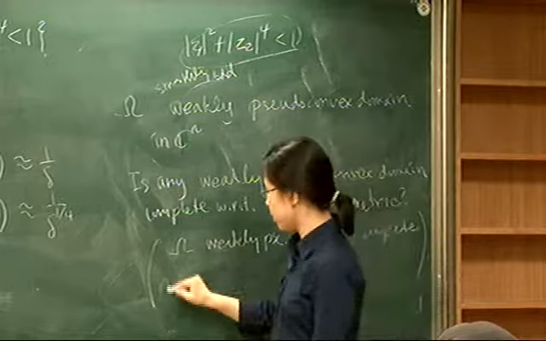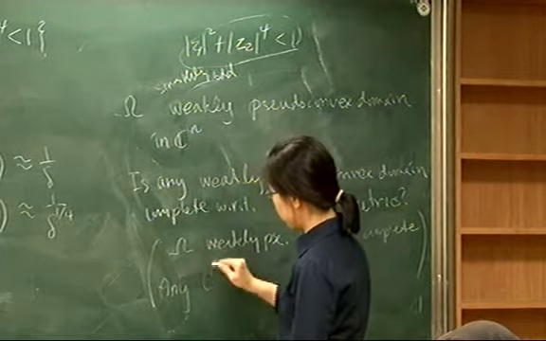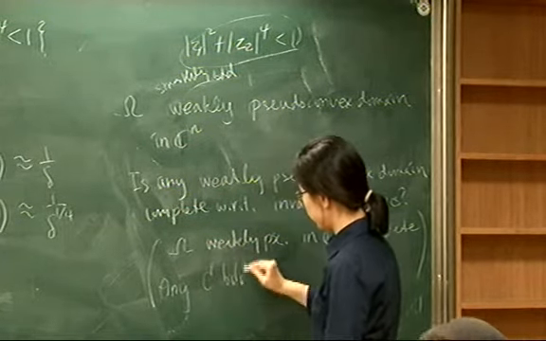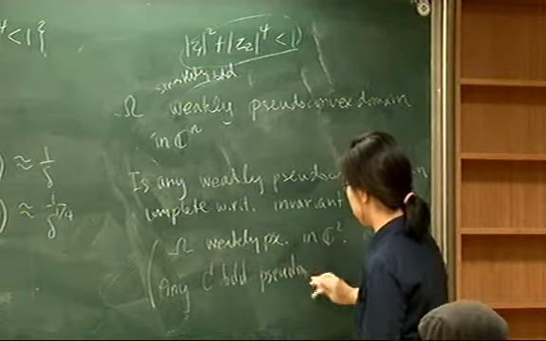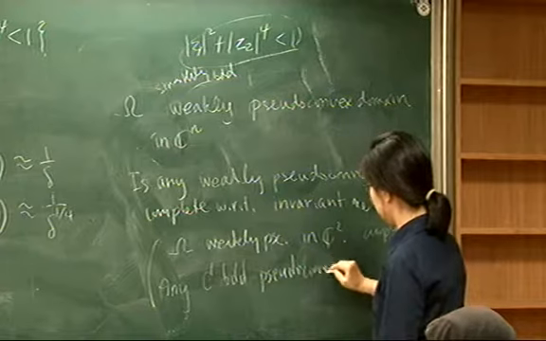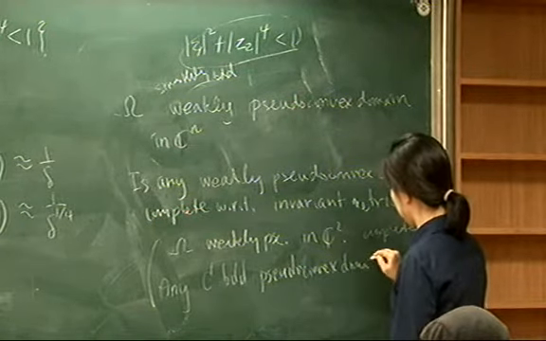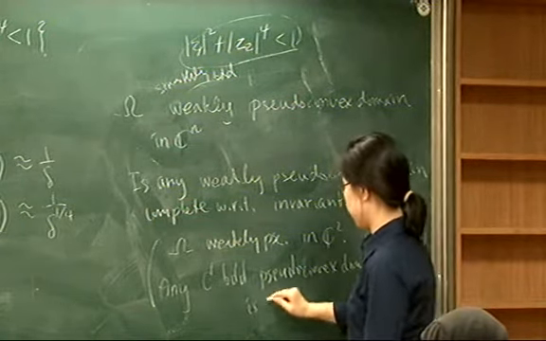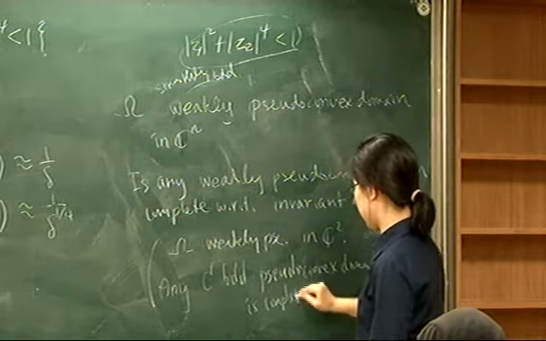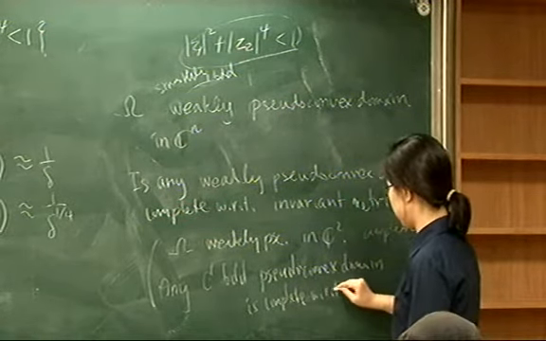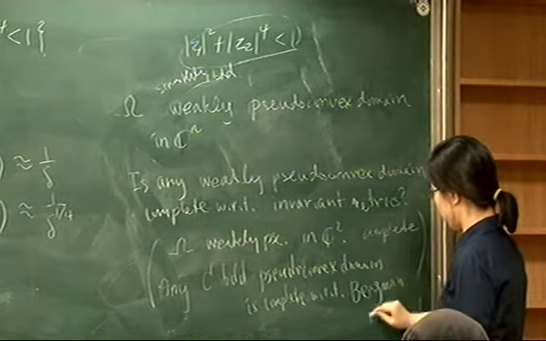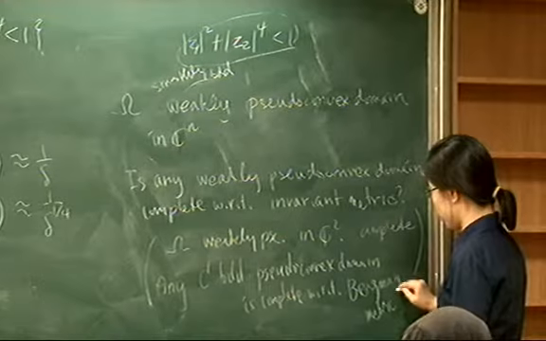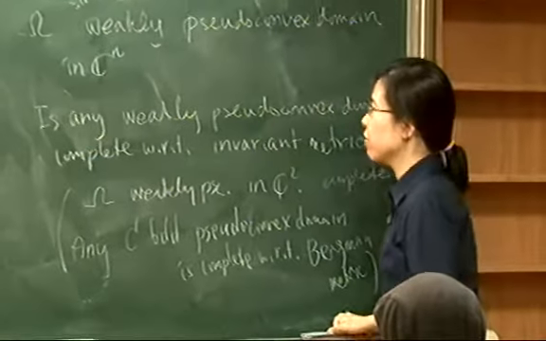And any C1 bounded pseudo-convex domain, I mean weakly or strongly, is complete with respect to the Bergman metric, which I haven't defined yet.